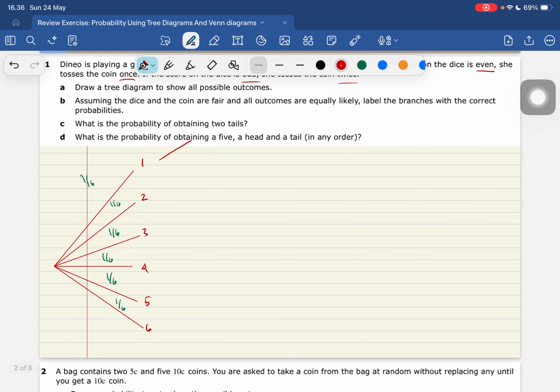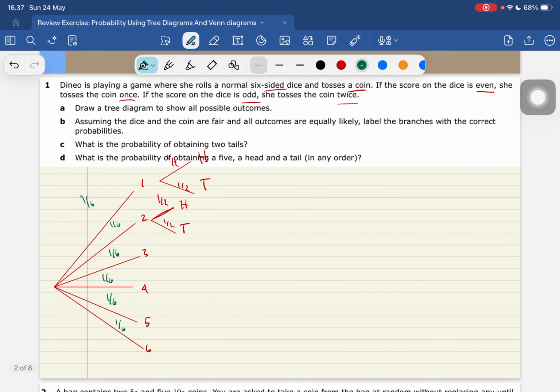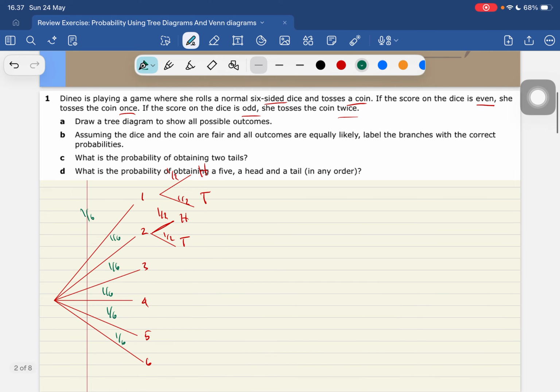Here is odd, so only one toss, head and tail, 1/2 and 1/2. Another, here we've got even, head and tail, head and tail, 1/2, 1/2. As if the dice is even, she tosses the coin once. If odd, she tosses the coin twice.